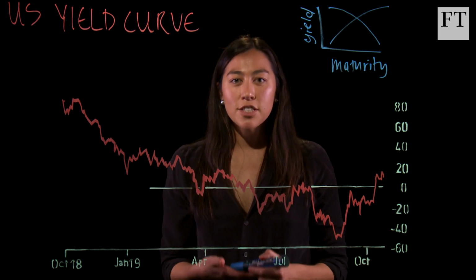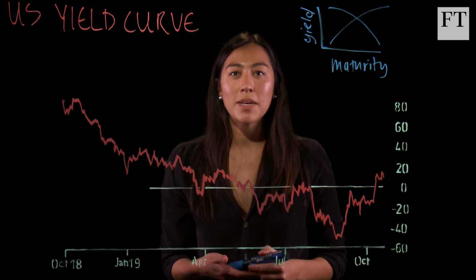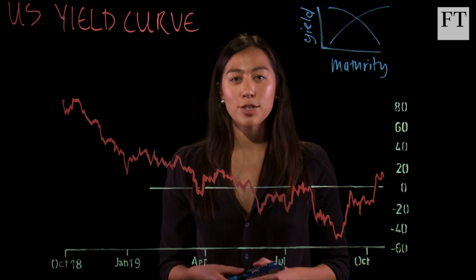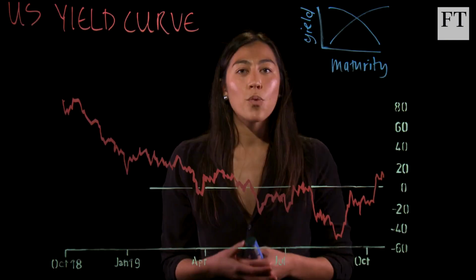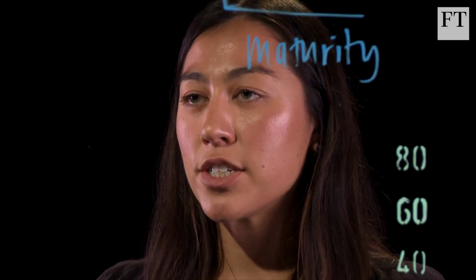Now, people pay attention to when the U.S. yield curve inverts because it has turned negative before every U.S. recession of the last 50 years. Now, the whole U.S. yield curve wasn't negative over the summer. Only portions of it were.